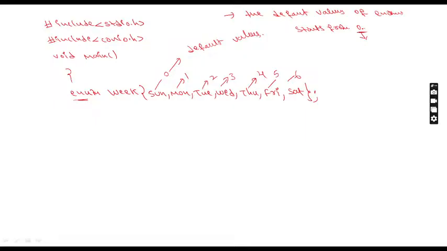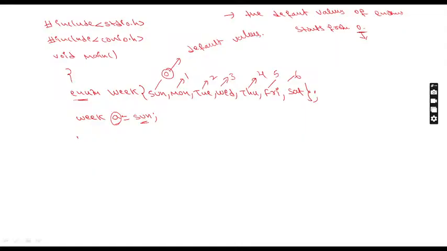Now how are we going to write here? I am going to write enum week A. Try to understand: what is A? In A, what am I storing? If I store Sunday, the Sunday value is nothing but 0. This 0 is stored in A.